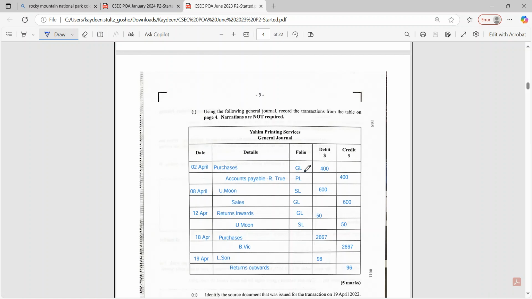Now remember that we have 3 ledgers. We have general ledger, purchases ledger, and sales ledger. Purchases ledger, those are for your payables. So all your creditors go in your purchases ledger. Sales ledger, those are for your receivables. So all your debtors go in your sales ledger. And general ledger is for every other account. Therefore, we're going to credit accounts payable, which is our True, and we must indent the account that we're going to credit, and it's $400.